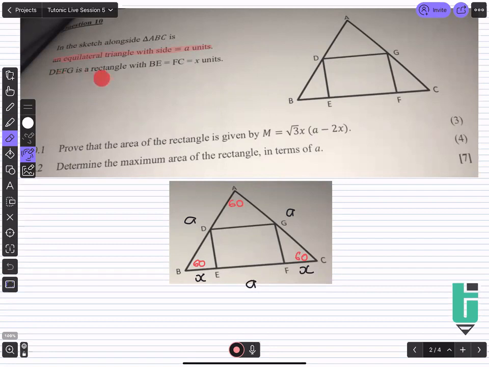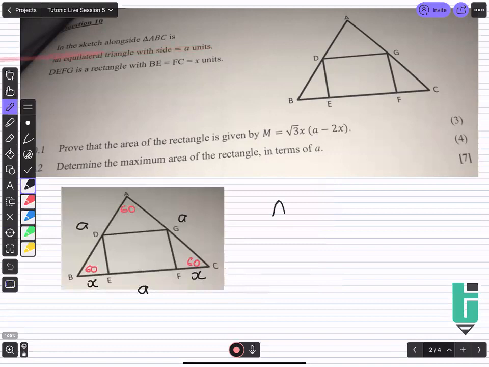DEFG is a rectangle. So, with 10.1, what did you think when you saw 10.1? So the area of a rectangle. Great. So you're starting with the area of the rectangle, right? What is the area of the rectangle? Length times breadth.